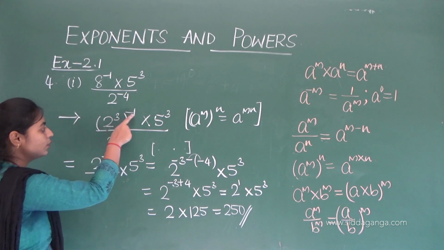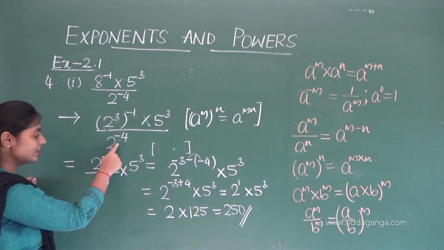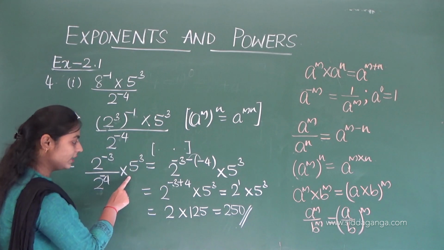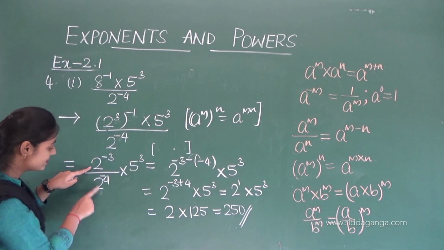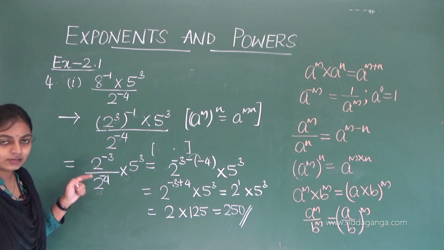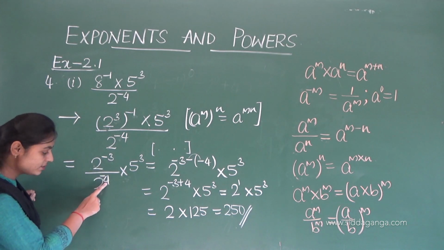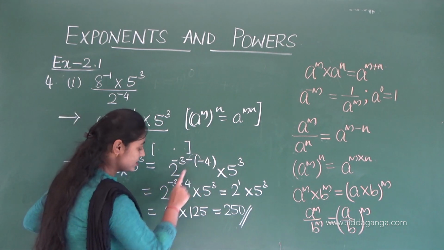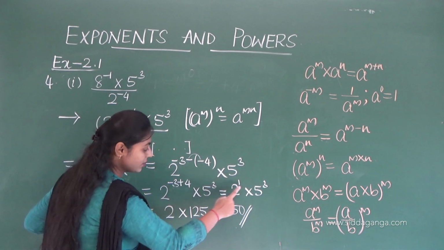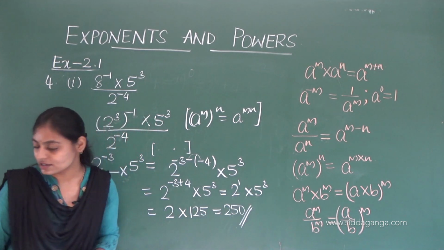So a power m whole power n is a power m into n, that is 2 raised to the power of minus 3 divided by 2 raised to the power of minus 4 into 5 cube. Bases are equal and it is a division condition, so we have to subtract these two exponents, that is 2 raised to the power of minus 3 minus of minus 4, minus into minus is plus, minus 3 plus 4 into 5 cube. Minus 3 plus 4 is 2 raised to the power of 1 into 5 cube, 2 into 125, that is 250.